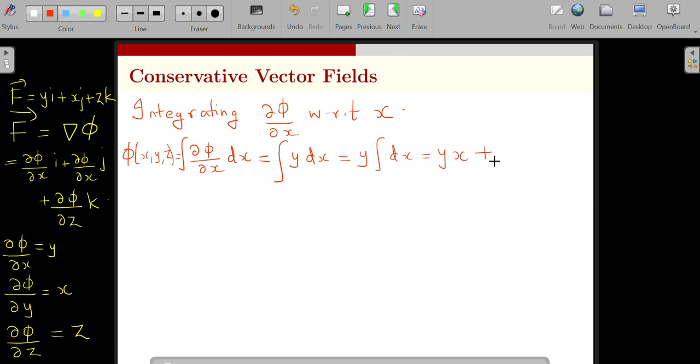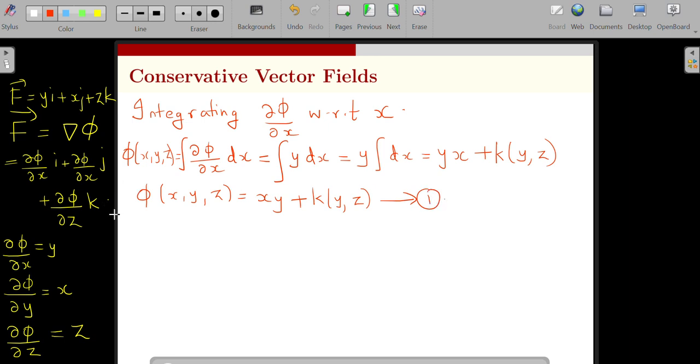So the constant of integration will be generally a function of y and z. So we will have as an extra term an additional term of y and z, a function of y and z. So this will be yx plus a function of y and z. So here we obtain phi of xyz to be xy plus some function of y and z. So let this be equation number 1.